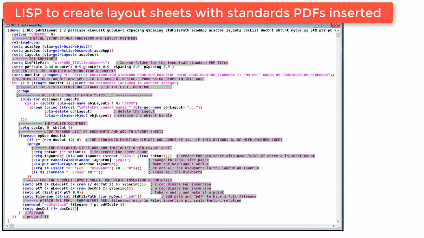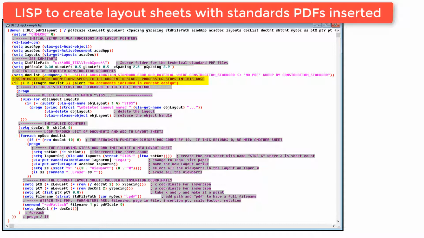Next, I'll set some constants. This includes the source path for the standards documents, but it also now includes some values we need later for positioning when inserting the technical standards into Paperspace. Now, exactly like the previous Lisp, I perform a query to get a list of all the construction standards files. This is exactly the same query used in the previous Lisp.